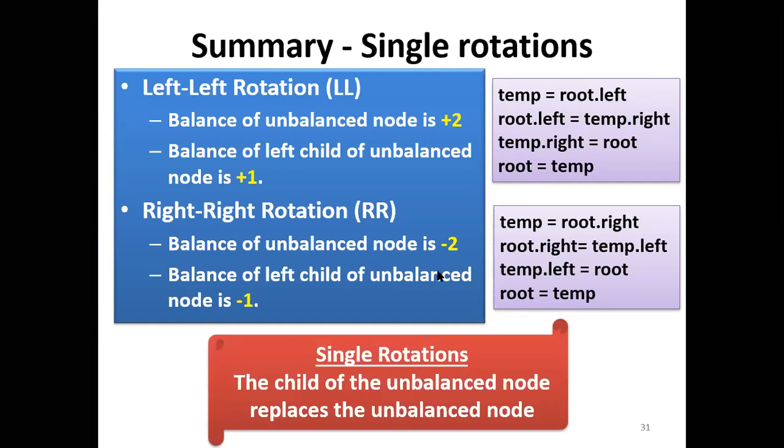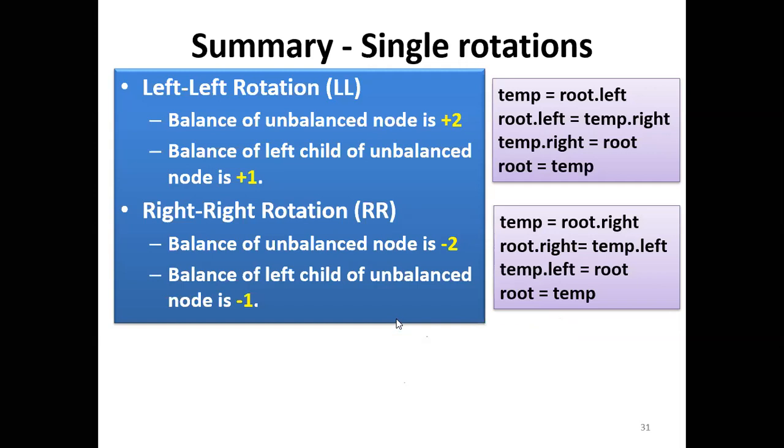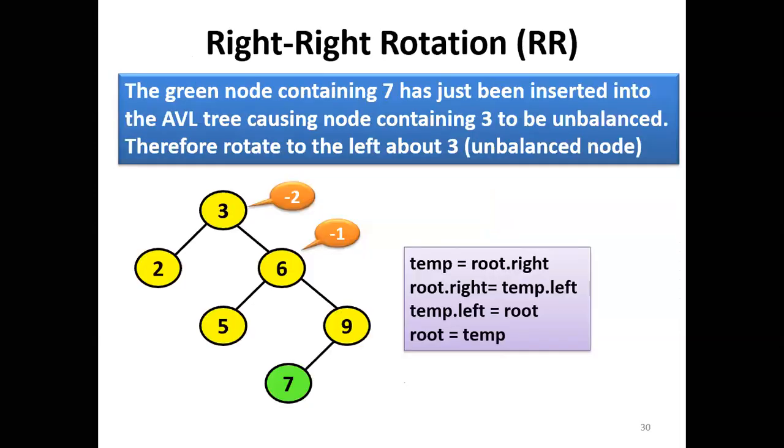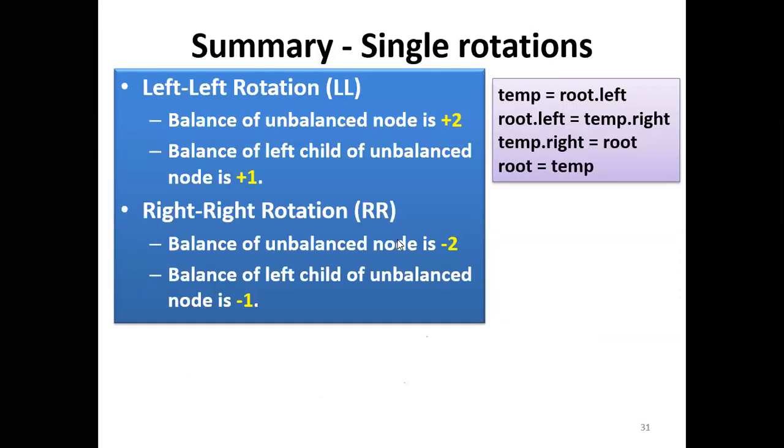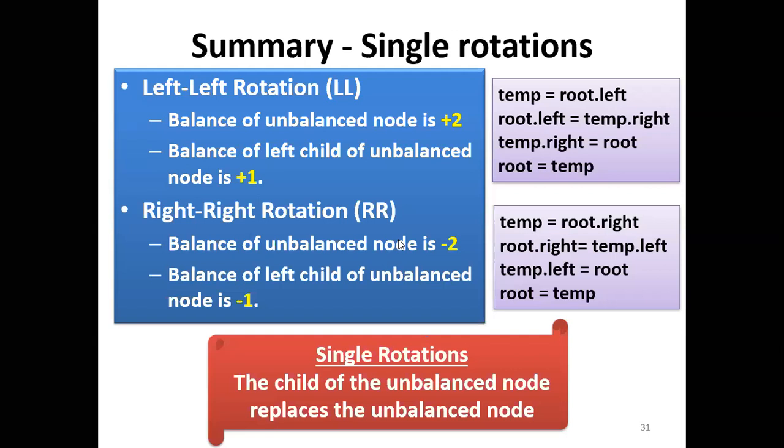So lastly on this, we can say that the child of the unbalanced node replaces the unbalanced node. Let me take this back a bit. So what he's saying is that this is the child of the unbalanced node that replaces the unbalanced node. That's just what the sentence there is saying.